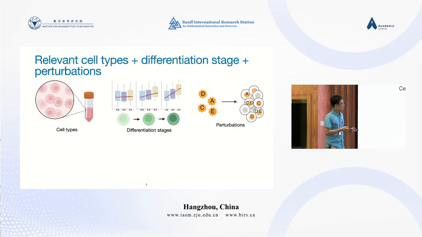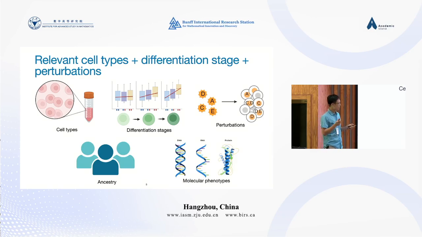So in the last few years, the field has moved into single cell and of course, spatial. I don't think the genetic field is spatial yet. Most of them are still doing single cell. And the reason for doing single cell is that we want to sample the correct cell types, right? Because tissues are composed of different cell types, and also the correct differentiation stages, and also the correct perturbations, right?